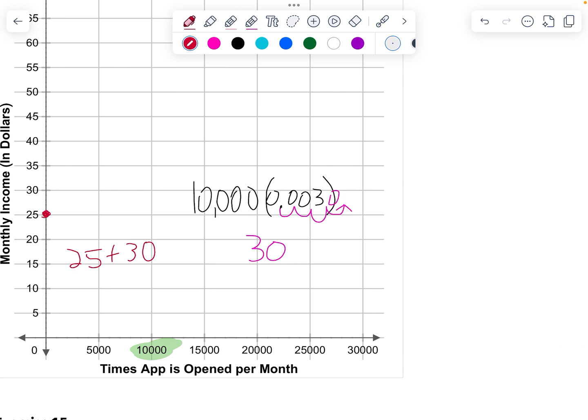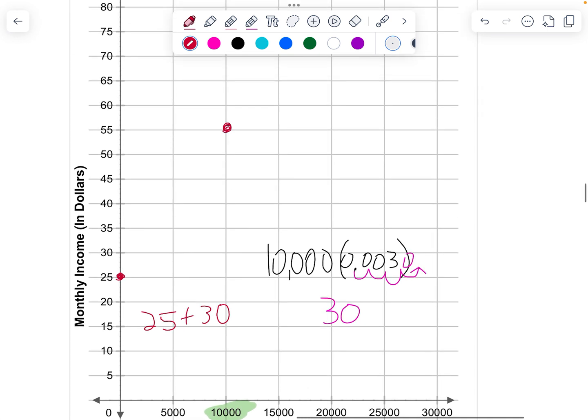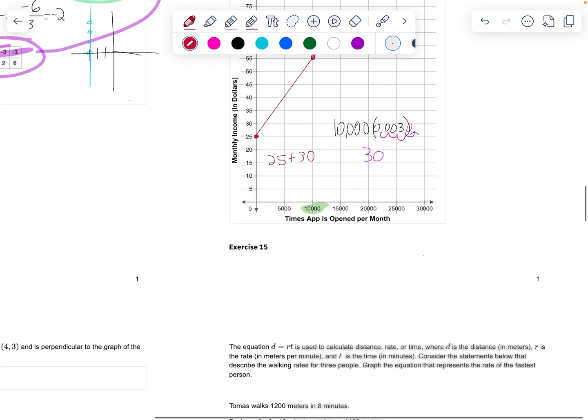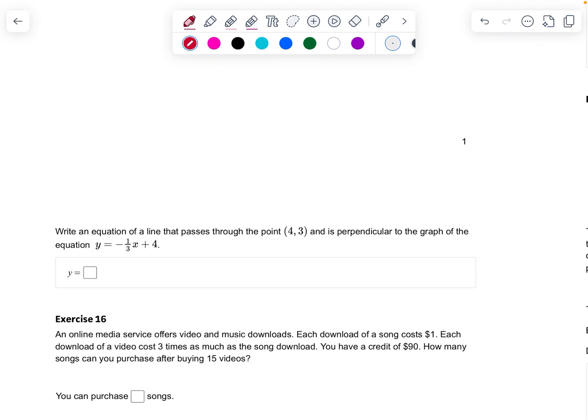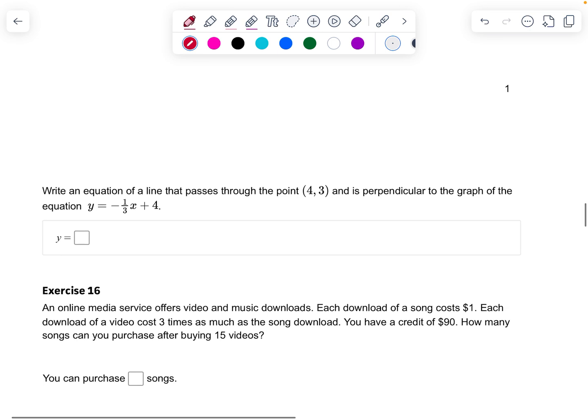So you go up to here. Your second point is right here, and it's going to be right there. And now you have everything you need. Connect the dots. I can't help myself. I have to connect the dots. It's just what I do. And there you go. There's your line. And that's how you do it, okay? All right, number 15 is going to be over here. Write an equation of a line that passes through the point right here and is perpendicular to the graph. Okay, this is a good one.